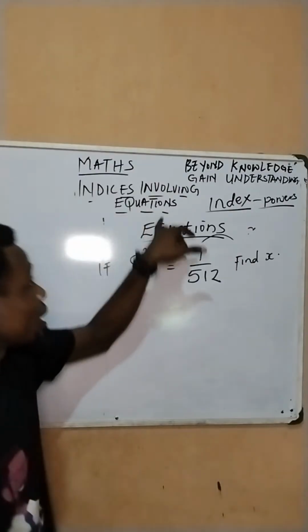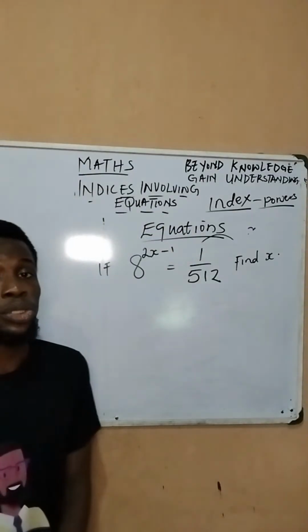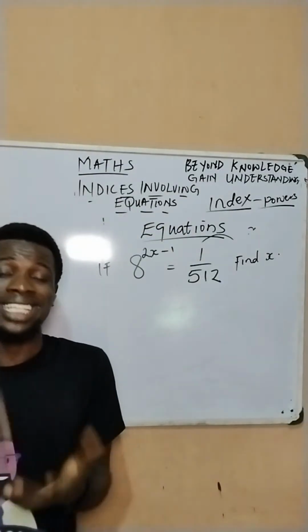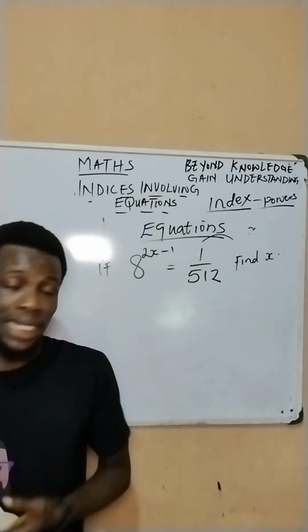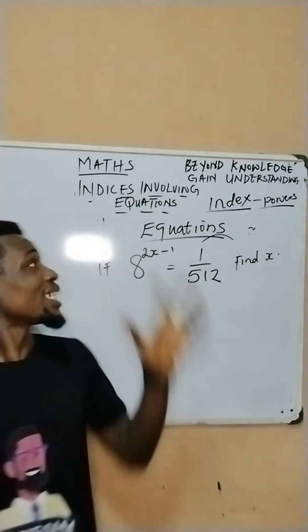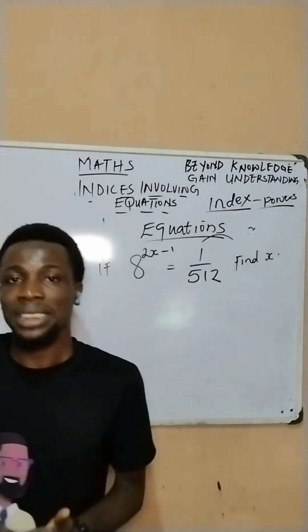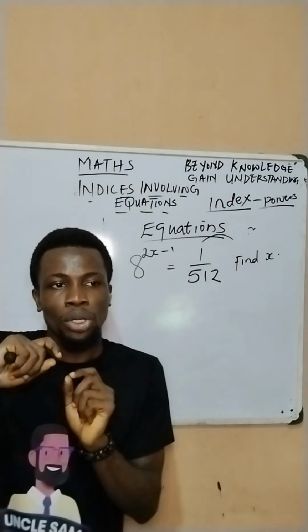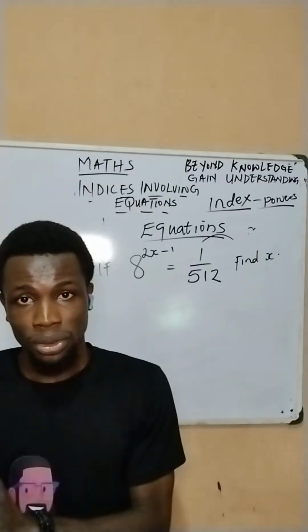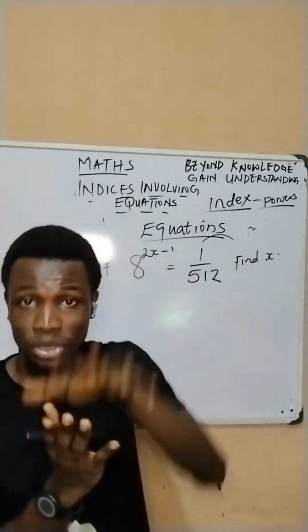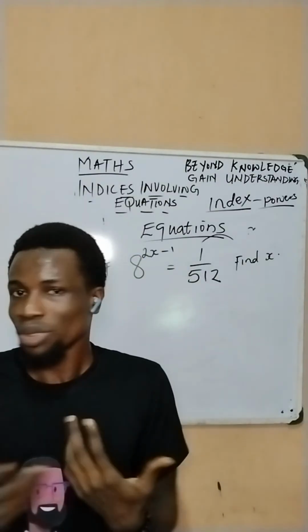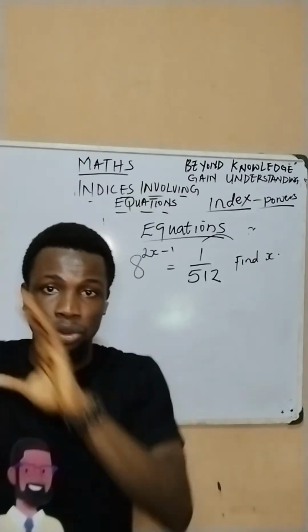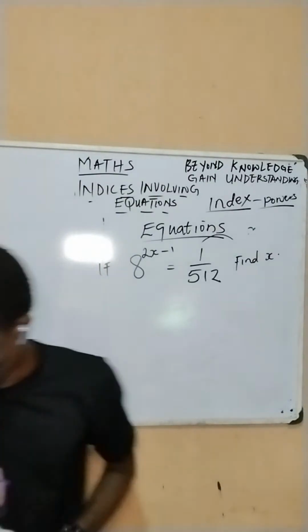So we're still considering indices involving equations, and the first question I considered has to do with a linear equation in the end. This is also a linear equation, but indices involving equations can go as high as producing a simultaneous equation, which has to do with two equations being solved at the same time, or a quadratic equation. So it can go higher and higher. We're just considering the linear aspect of this.